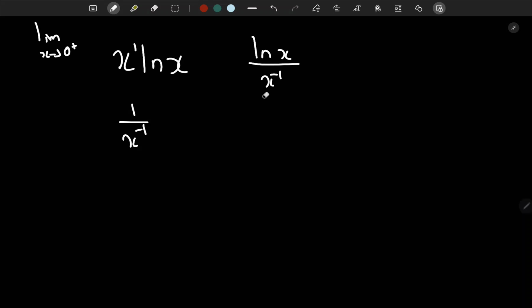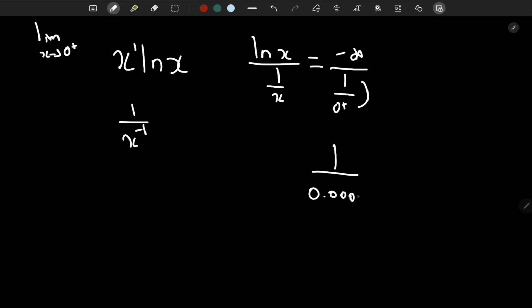Let me change this into 1 over x, it will be simpler to understand. If we substitute directly now, 0 plus, the numerator ln x is going to be negative infinity, since ln 0 is negative infinity, over 1 divided by 0 plus. This basically is 1 divided by 0.000 with endless zeros and then 1, and that is going to give you infinity. So here what we have simply is negative infinity divided by infinity, so we can use L'Hopital's rule.